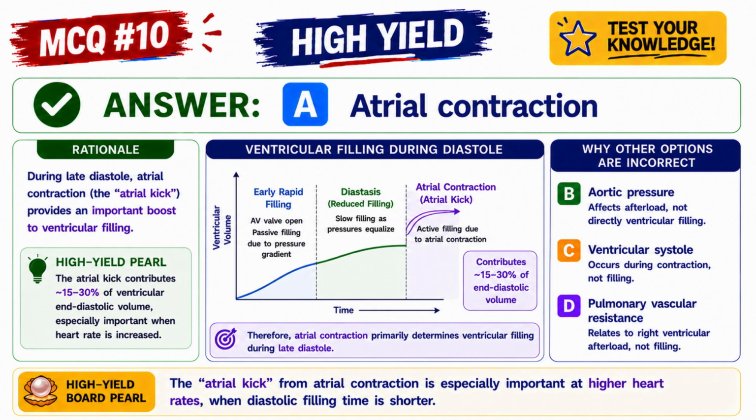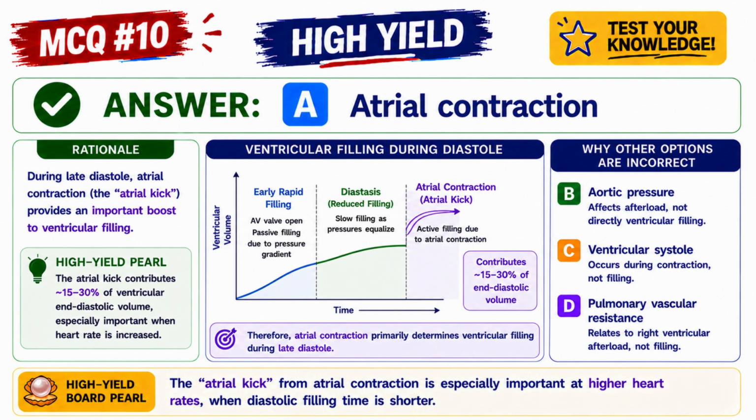This atrial contribution, the atrial kick, contributes approximately 20 to 30% of total ventricular end diastolic volume at normal heart rates. This may seem modest, but consider when it matters most. In a patient with diastolic dysfunction, a stiff, non-compliant ventricle, passive filling is impaired. The stiff ventricle resists filling. The atrial kick becomes disproportionately important, sometimes contributing 40% or more of total ventricular filling.